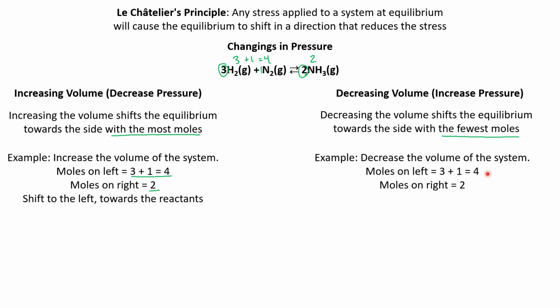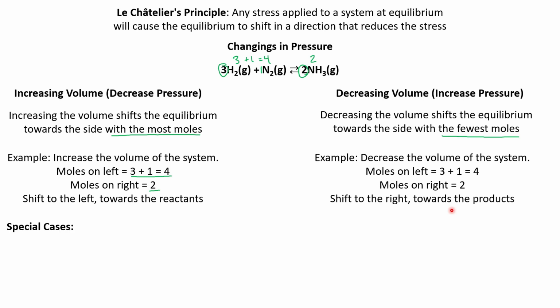So in this case, because we are decreasing the volume, the reaction wants to make itself as small as possible. So it is going to shift to the right. That is the side with the fewest number of moles. So again, in both of these cases, a change in volume is going to shift to the left or to the right depending on what the chemical reaction is. So you're going to have to add up your moles on the reactant side and the product side and determine which one has the most number of moles and which one has the fewest number of moles.